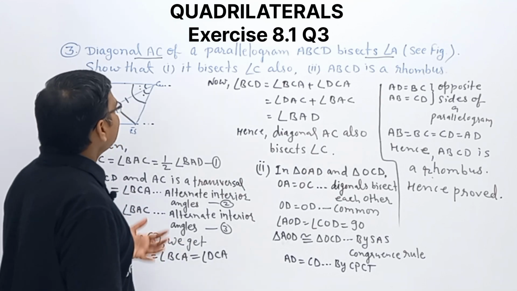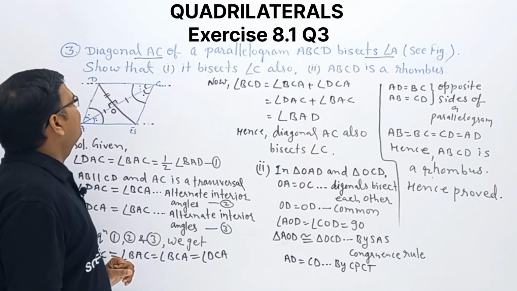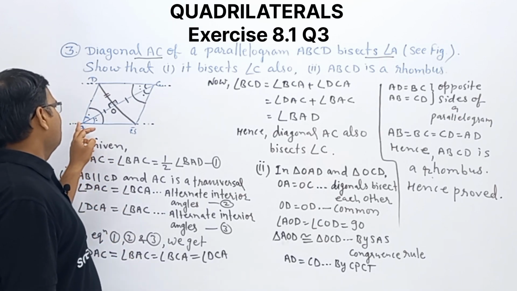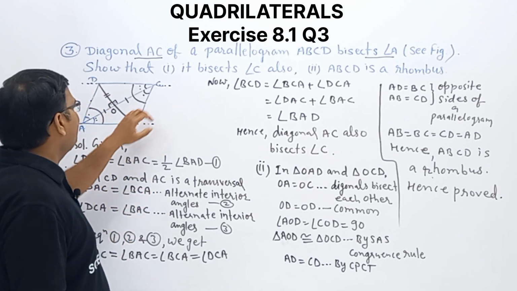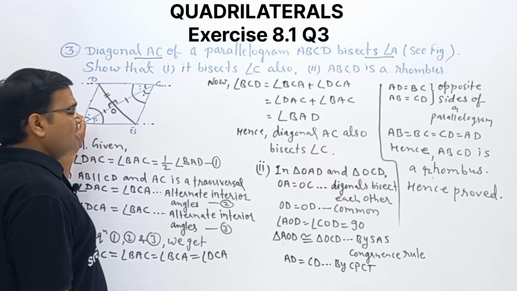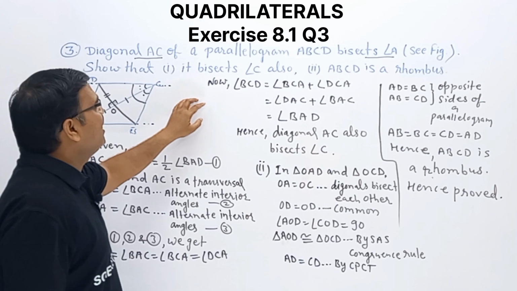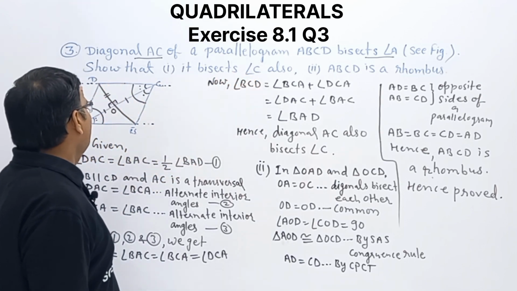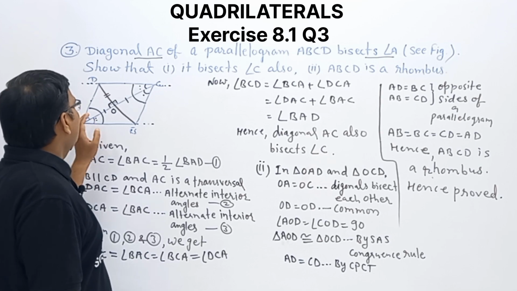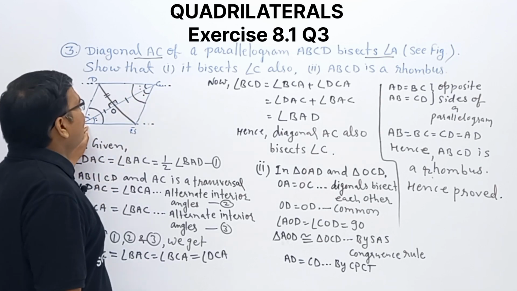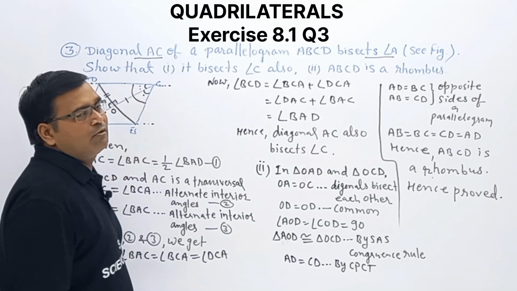Simple question. Two things we want to prove, in which we are having one parallelogram ABCD and its diagonal AC is bisecting angle A. We want to prove that diagonal AC is bisecting angle C also.